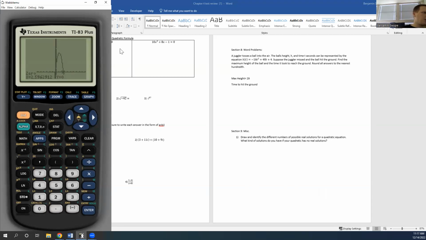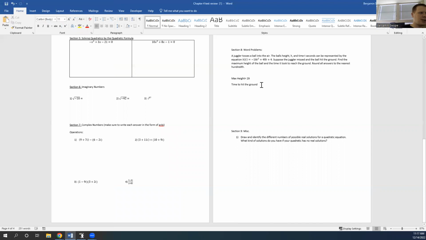But this says round to the nearest hundredth, so 2.596. That 6 is going to round up, so that 59 is going to turn into a 60. So it'd be 2.60 seconds. This should have been 29 feet.